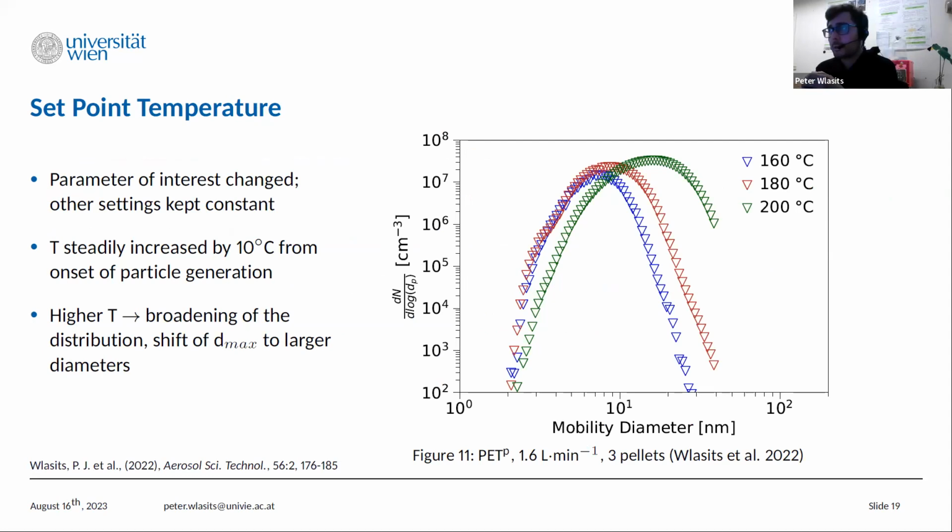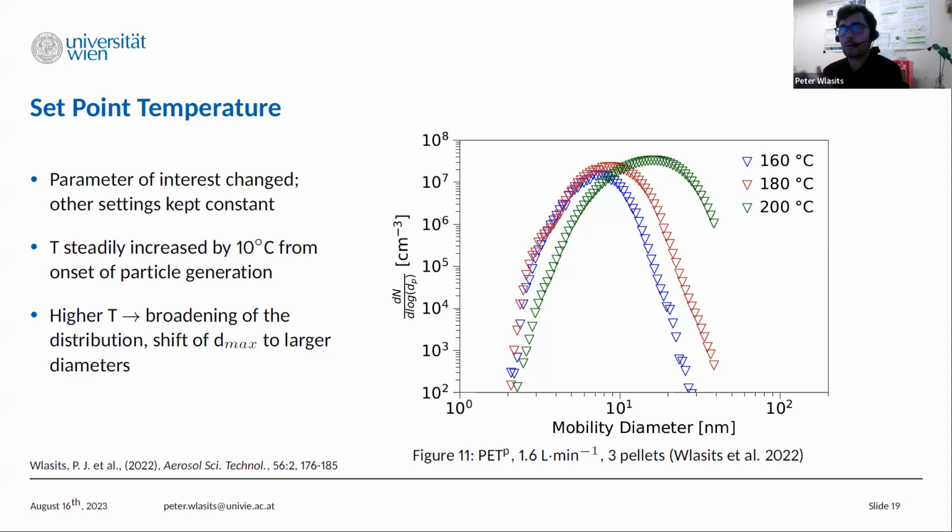So these measurements have been done in the following way. The three parameters we wanted to investigate were the set point temperature of the tube furnace, the flow rate through the tube furnace, which was the QF, and the amount of material, so 1, 2, or 3 pellets, or however many platelets. And the parameter of interest was changed, and all other settings we kept constant.